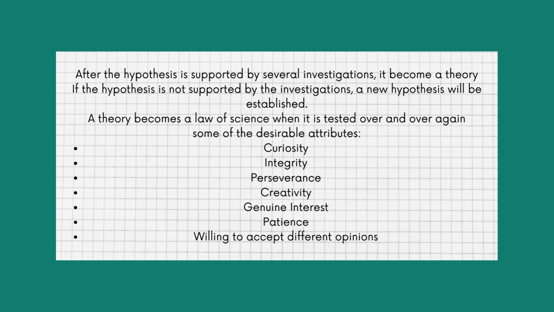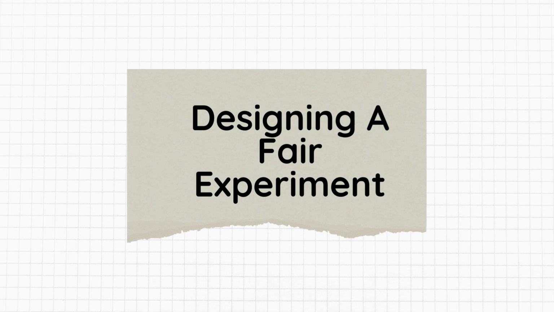Some of the desirable attributes of a scientist are curiosity, integrity, perseverance, creativity, genuine interest, patience, and willingness to accept different opinions. If you didn't know, as long as you learn science, you're basically a scientist. These type of questions will usually show up in your examination, so look out for that. Next, we'll be moving on to the next part, designing a fair experiment.